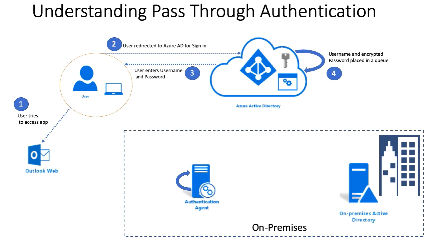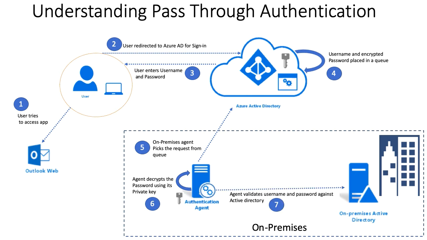Once the password is encrypted, Azure AD will place this request in the queue from where the authentication agent, which is running on the on-premises server, will pick the request from the queue and decrypt the password using its own private key. Then it will validate the username and password against the on-premises Active Directory.